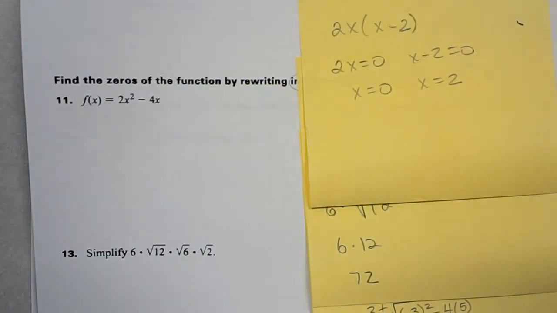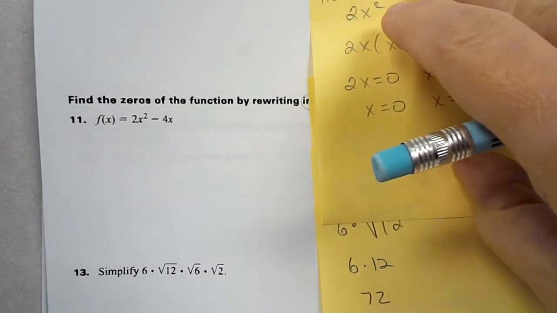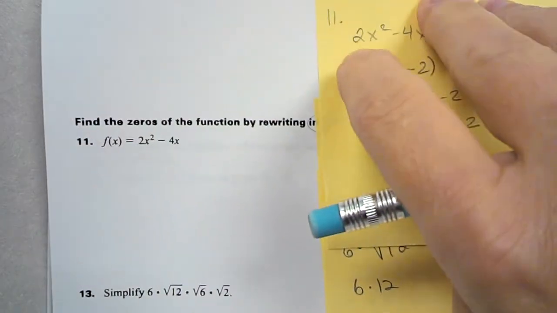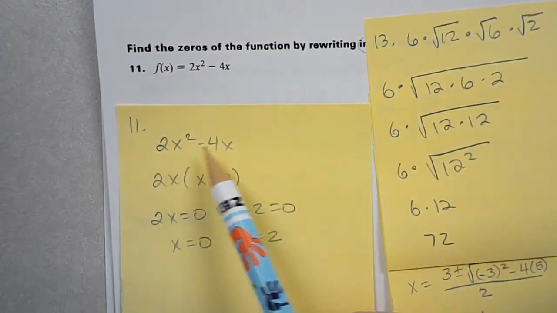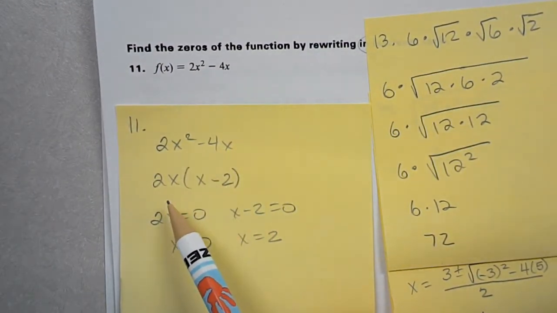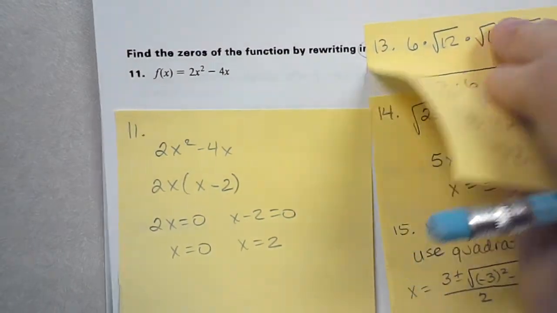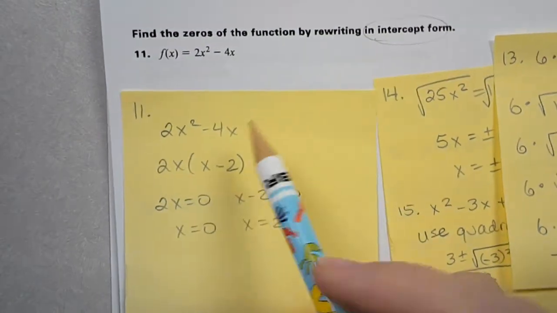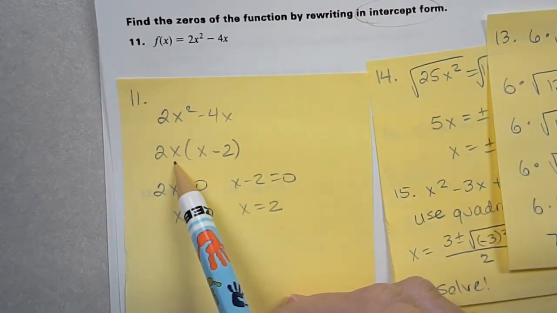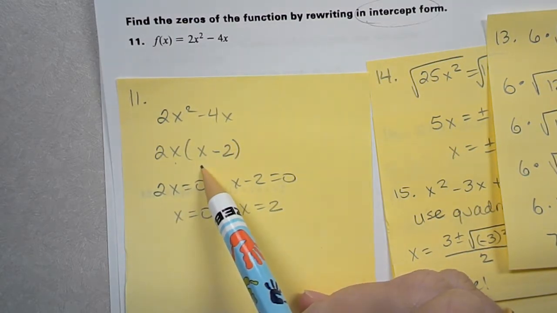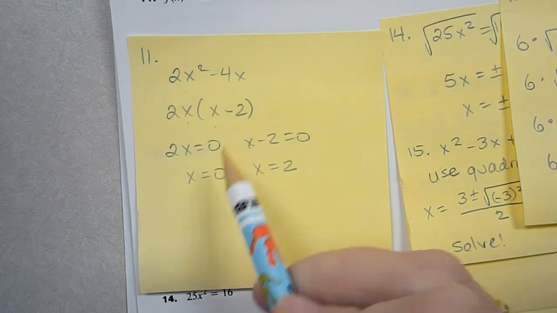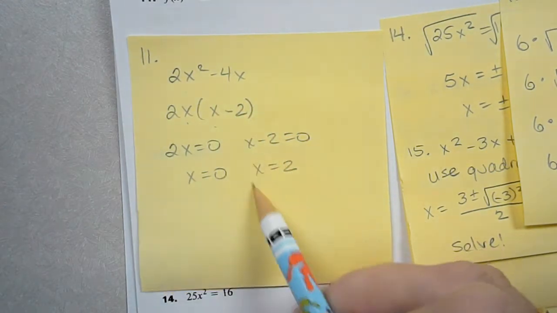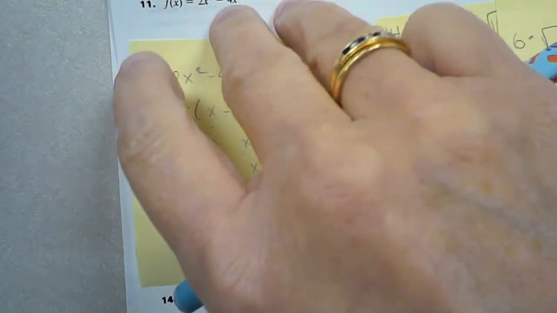Okay, let's look at number 11. Number 11 says find this 0 by rewriting it. Okay, so you simply take it and make it the intercept form. All right, so I factored out a 2x, and then it left an x minus 2. So when you set this equal to 0, you get 0. When you set this equal to 0, you get a 2. And that's simply your answer.